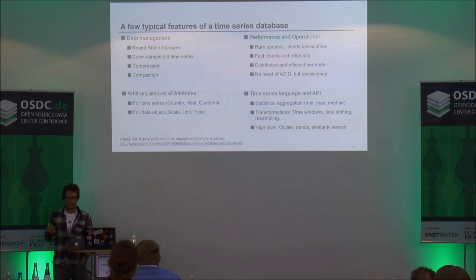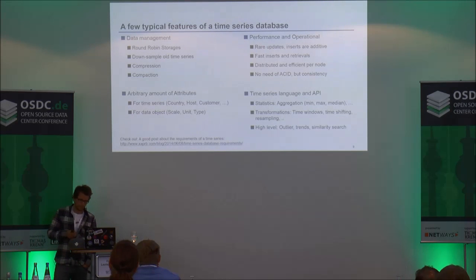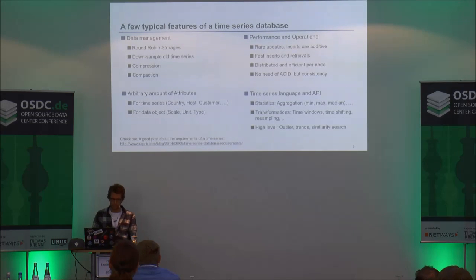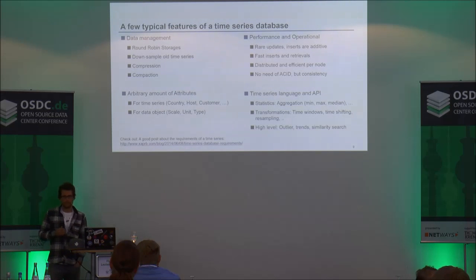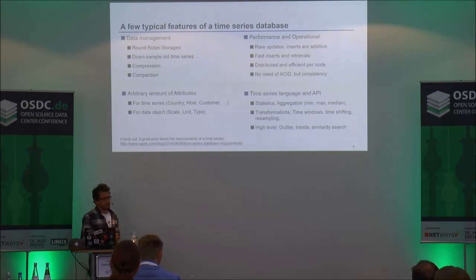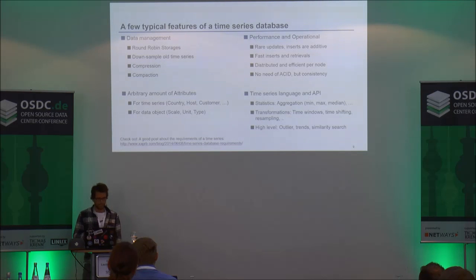Furthermore, to work with the data, one needs specific time series functions. For example, one needs statistics like aggregations, minimum, maximum, or transformations like time windows, time shiftings, or even resampling the data. And in my opinion, a time series database also delivers high-level functions to detect outliers or trends, or do a similarity search, to find similar time series. And if you're interested in some more features, there's a good blog post. It's not very friendly to read, but I think you will get the slides and you can find that blog.